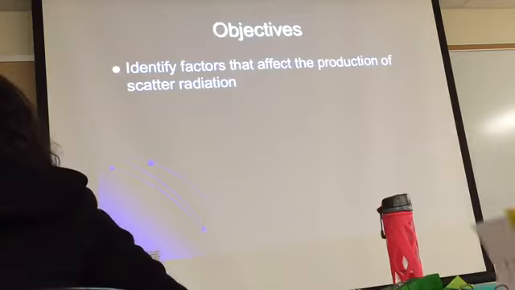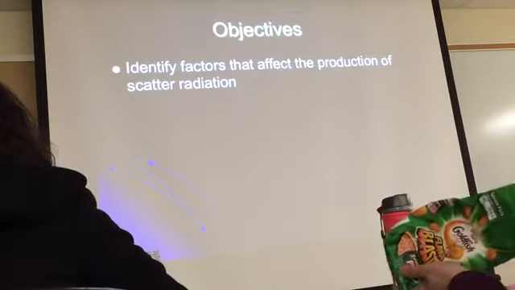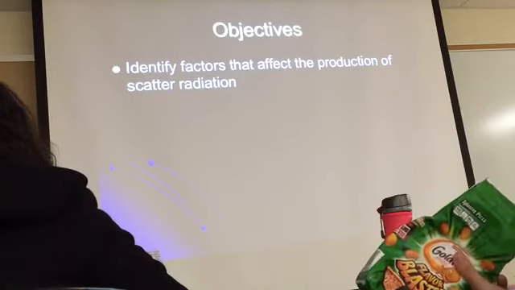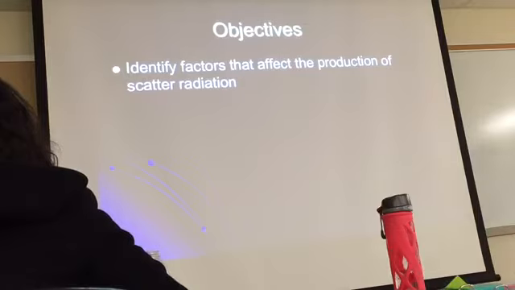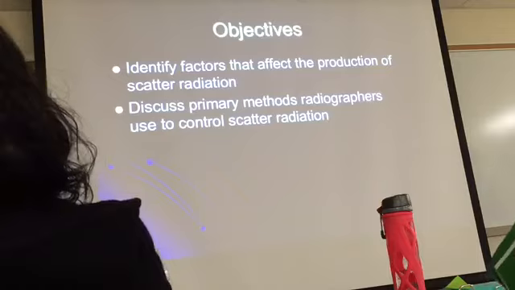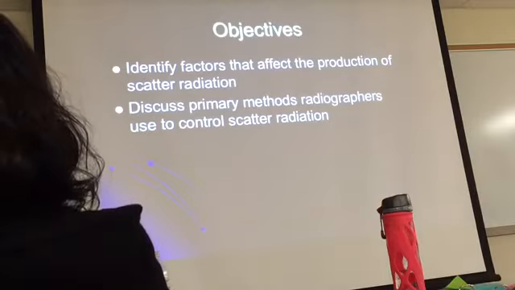So, I'm on the objectives. I'm going to read them because they're important. Identify factors that affect the production of the scatter radiation. Remember, the enemy of your nice image is the scatter radiation. However, scatter radiation is inherent. It's there. We cannot stop scatter radiation, so we have to deal with it. Next, discuss the primary methods radiographers use to control the scatter radiation.